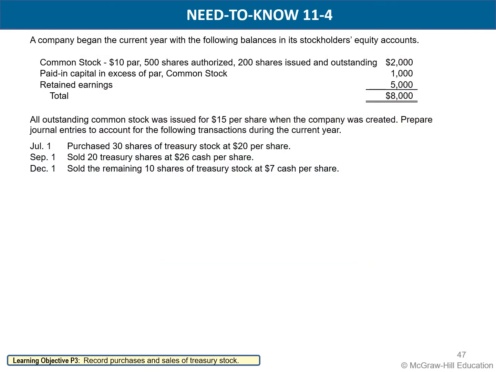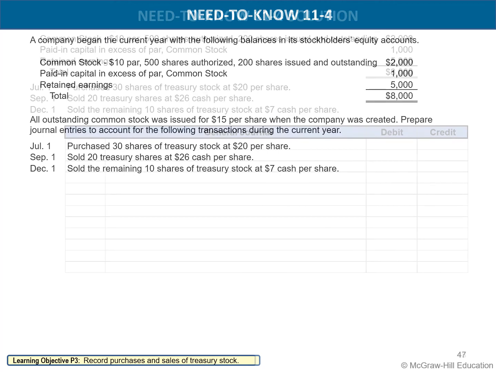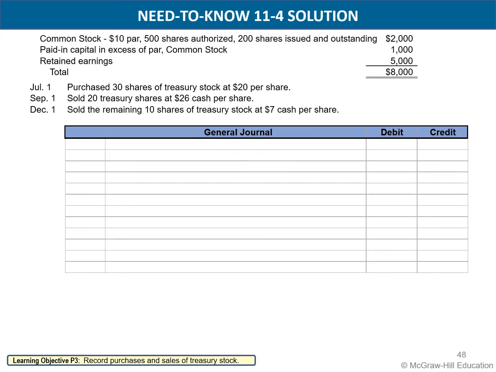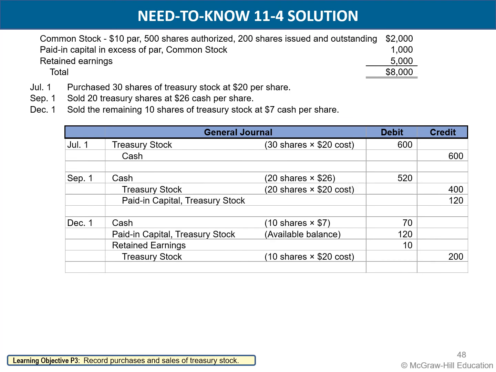All right, so the company began the current year with the following balances in their stockholder equity accounts. And then they list the journal entries that they'd like us to record. On July 1st, we purchased 30 shares of treasury stock at $20 per share. So our journal entry is a debit to our treasury stock account, because it's a contra account, 30 shares times the $20 cost, a debit of $600, and then we reduce our cash with a credit of $600.